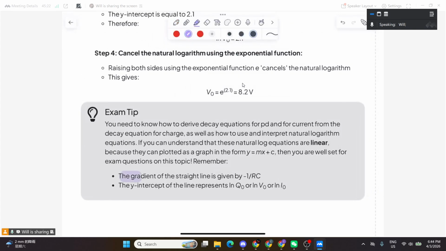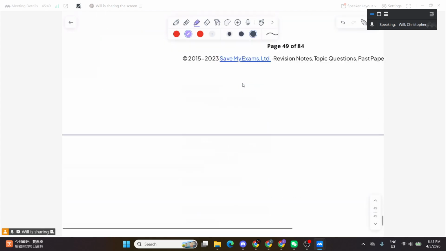To mention it: first, the gradient of the straight line is given by -1 over the time constant, right? And second, the y-intercept of the line represents the initial charge quantity, or initial potential difference, and the initial current, right? Understand that? Right.